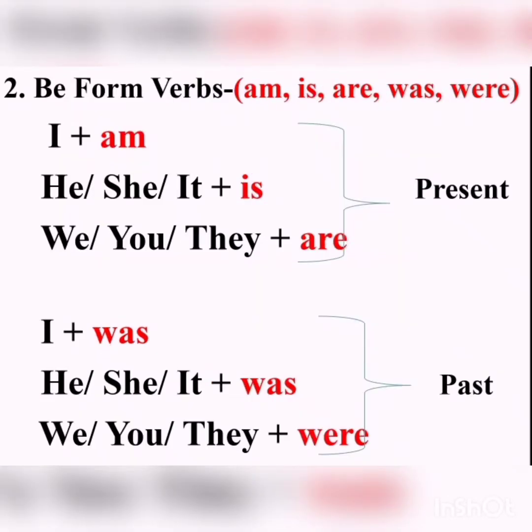And the next one is B form verbs. B form verbs are am, is, are, was and were. Am, is, are, we use them for expressing present tense. Was and were for expressing past. I am, he is, she is, it is. We are, you are, they are. And the past form is I was, he was, she was, it was. We were, you were, they were. B form verbs have multiple uses.